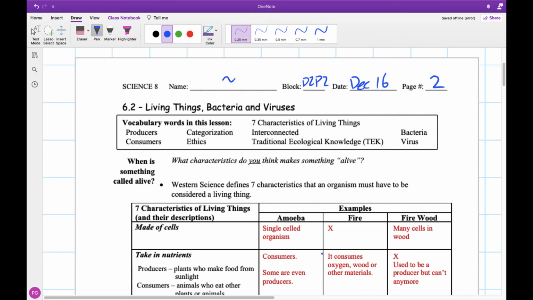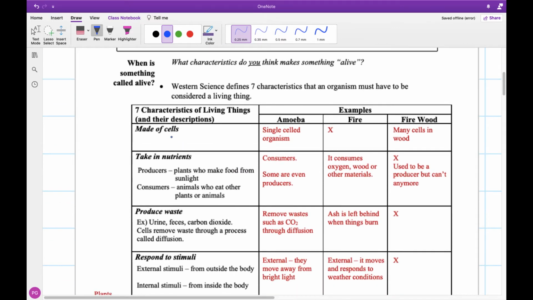Now, Western science, which is the science we've been learning about in our classes, defines 7 characteristics that an organism must have to be considered living. The first thing is it has to be made of cells. Now we've got 3 examples here, an amoeba, a fire, as well as firewood, and we're going to be looking at each of these to see if they meet these criteria. So amoebas are single-celled organisms. There's no cells in fire, but firewood actually has a lot of cells in the wood itself.